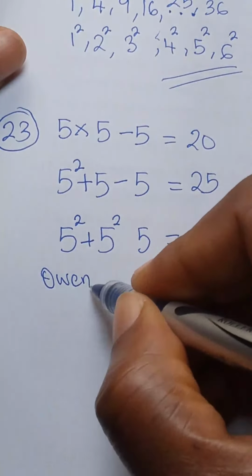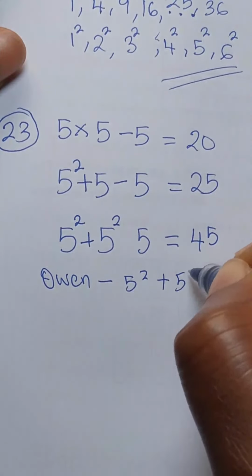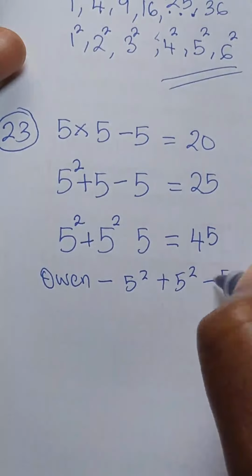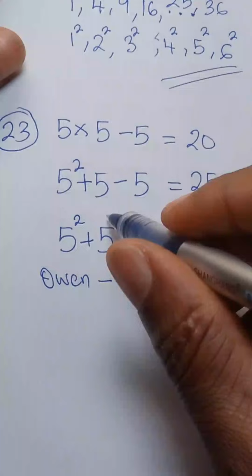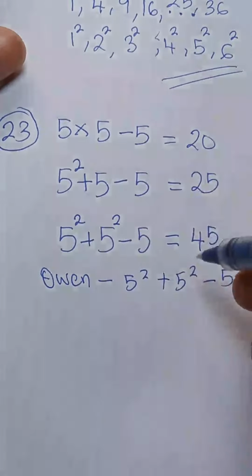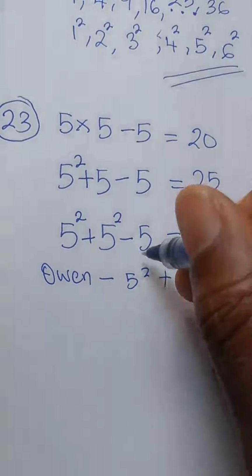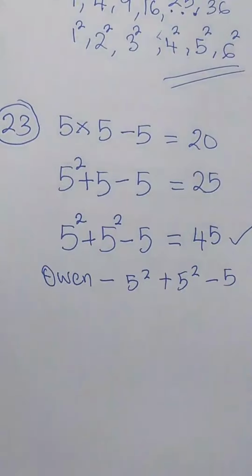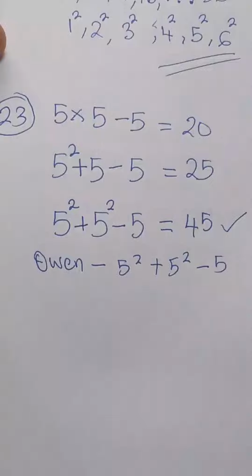5 square plus 5 square minus 5. 5 square is 25, plus 25 is 50. 50 minus 5 is 45. So that is the answer to the question. Okay, so that is the answer to the question.